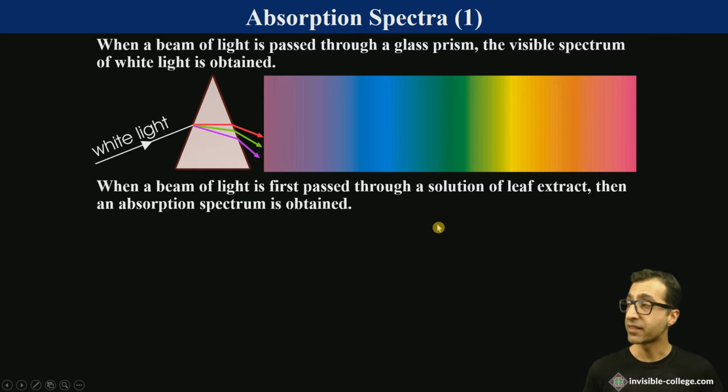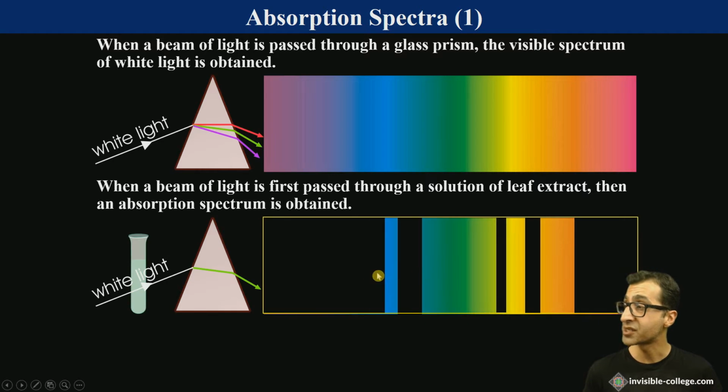Now we can do a similar thing. We take a white beam of light and pass it through a solution of a leaf extract. What we've done here is we've taken a leaf, crushed it up, and extracted the pigments from that leaf to produce a solution of those pigments in water, and then we pass a beam of white light through it. When we project the light transmitted through that solution and disperse it in a prism, we find that there are certain wavelengths missing.